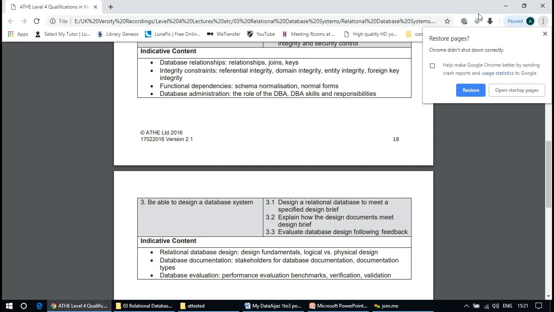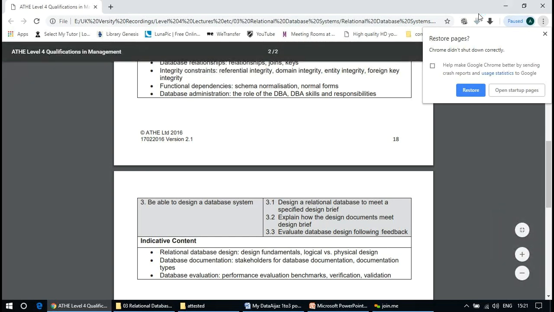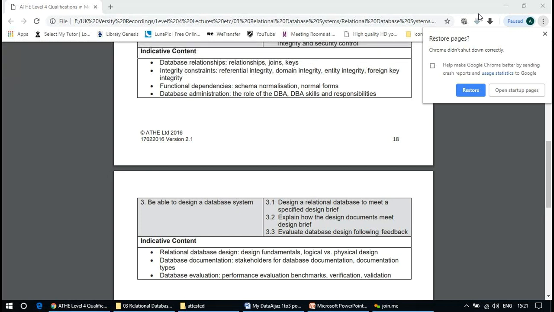And obviously the unit is being taught at the theoretical level, so that you should be able to understand all the concepts very well.